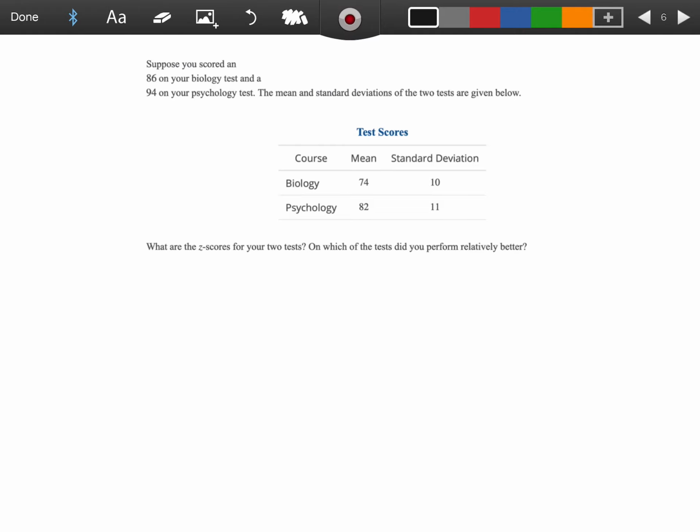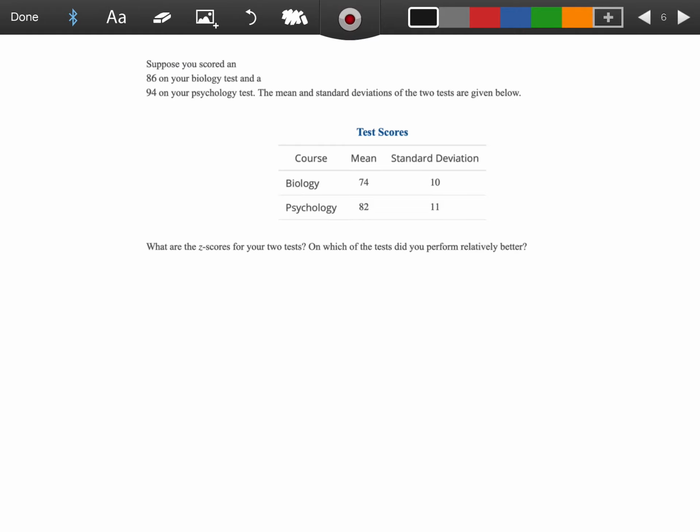Okay, here's an example of where we're going to be using z-scores. Suppose you scored an 86 on your biology test and a 94 on your psychology test. So if we look at this, you think, okay, on my psychology test I got an A, and on my biology test I got a B. So I obviously did better in my psychology test.